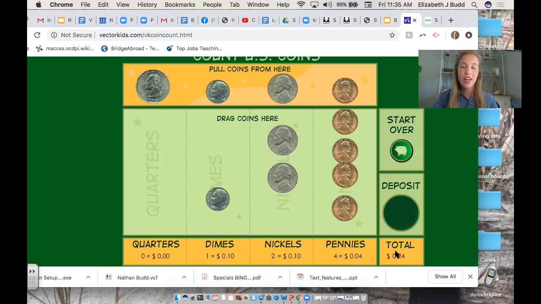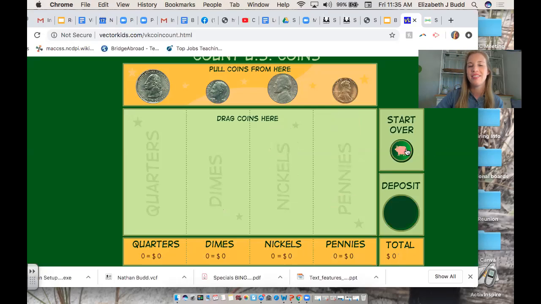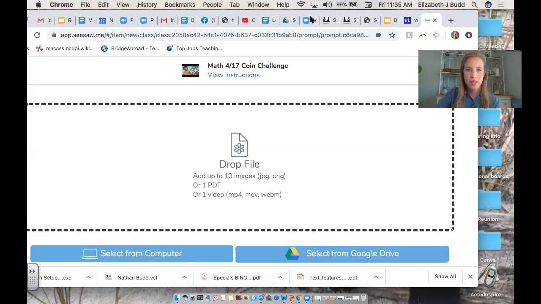Please go ahead and check your answer and make sure you understood the problem correctly. If you didn't get it right, check over these coins one more time and see where you could have gotten it wrong. All right, nicely done. Let's empty our piggy bank. And we're gonna go over to Seesaw and look over your assignment for today.